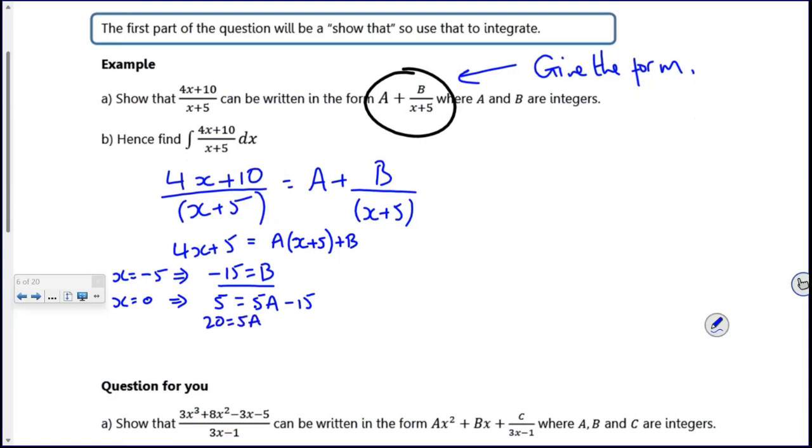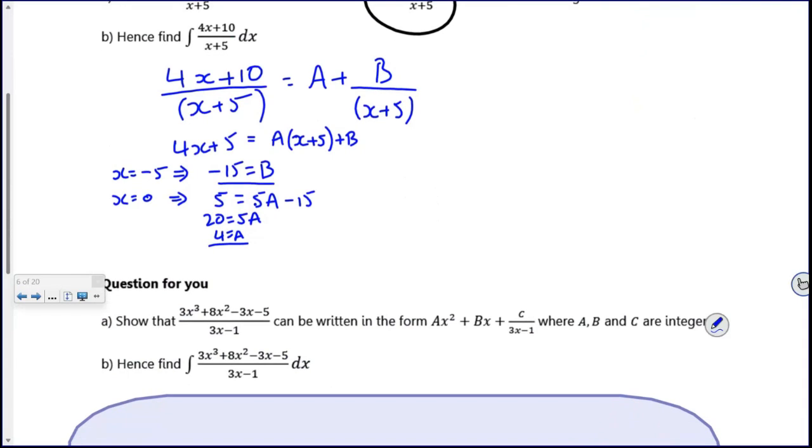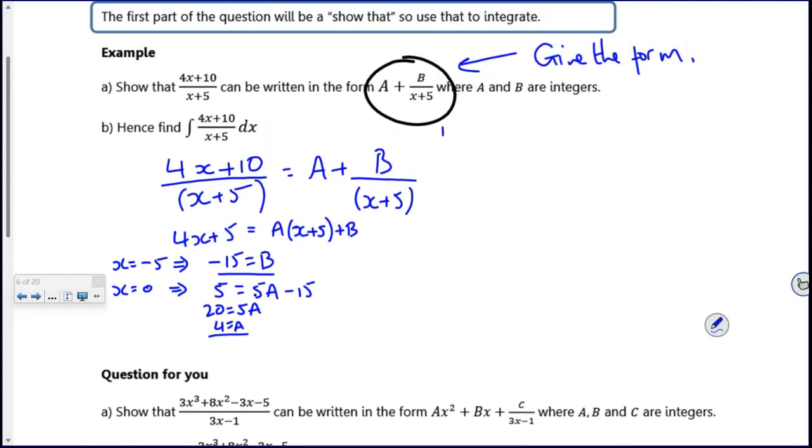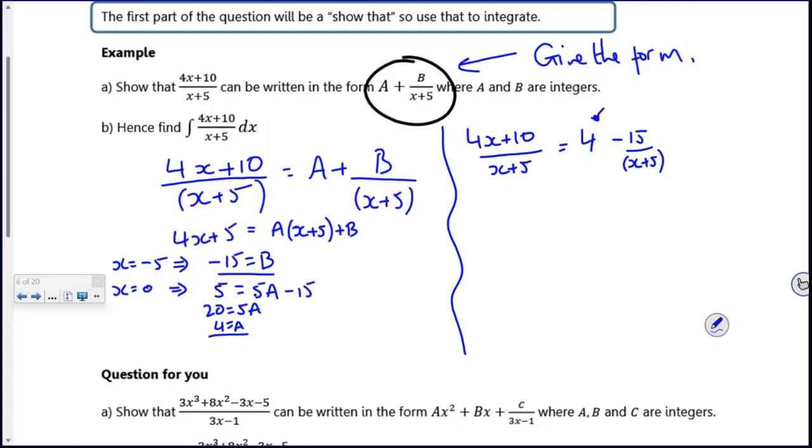I'm sure you can work it out yourself. So that tells us then that 4x plus 10 over x plus 5 is actually 4 minus 15 over x plus 5. We can almost guess that a value, because at the most basic level, 4x divided by x is 4.